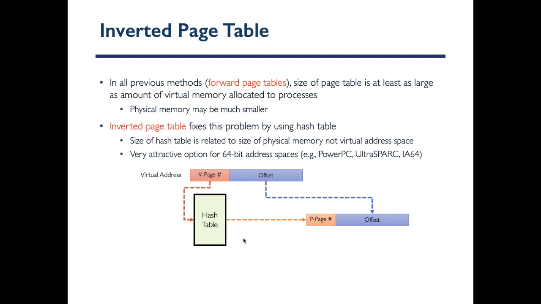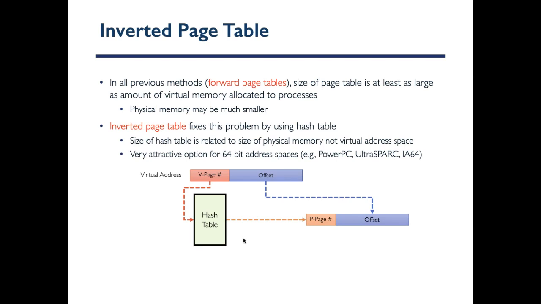So you use the virtual page number as a key, you hash it, you find the physical page number, and then you use the offset. And this is actually being used in some systems like PowerPC, UltraSPARC, and such. So it's a very attractive option for 64-bit address spaces in particular, because in those systems, you have a humongous amount of virtual pages.